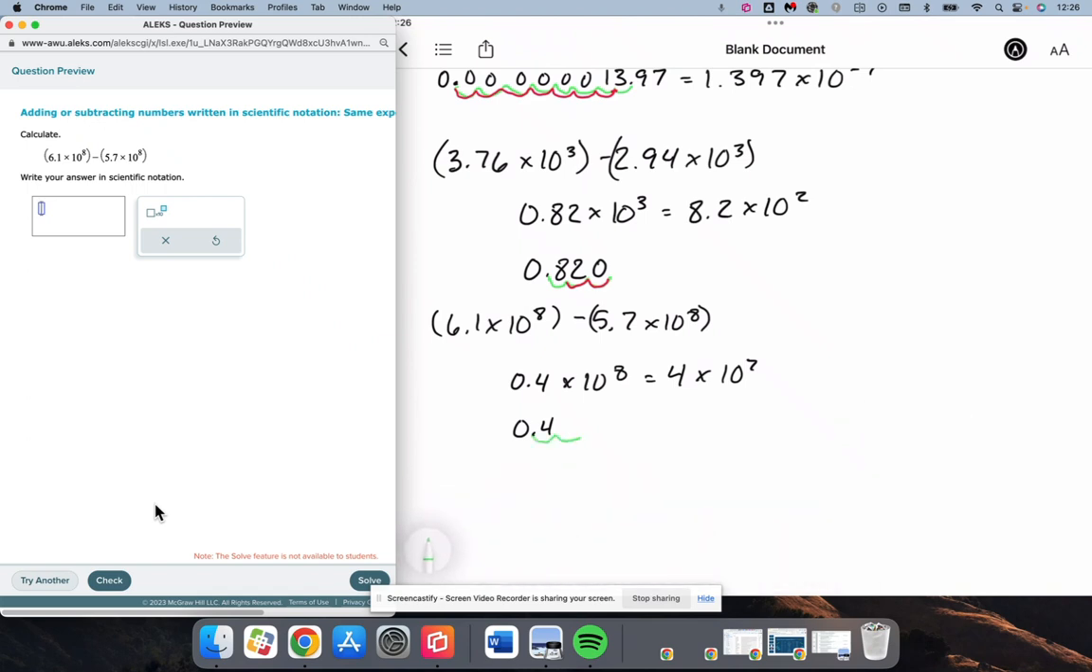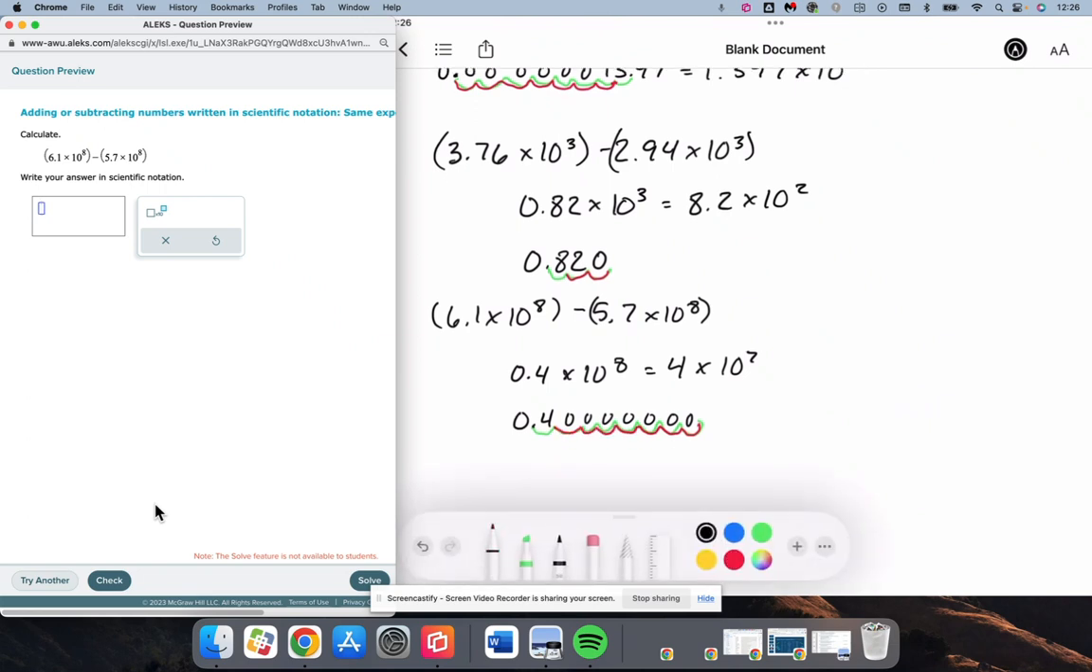So 1, 2, 3, 4, 5, 6, 7, 8. 1, 2, 3, 4, 5, 6, 7. And so back to scientific notation, 1, 2, 3, 4, 5, 6, 7. And so yes, that is going to be 4 times 10 to the 7th.